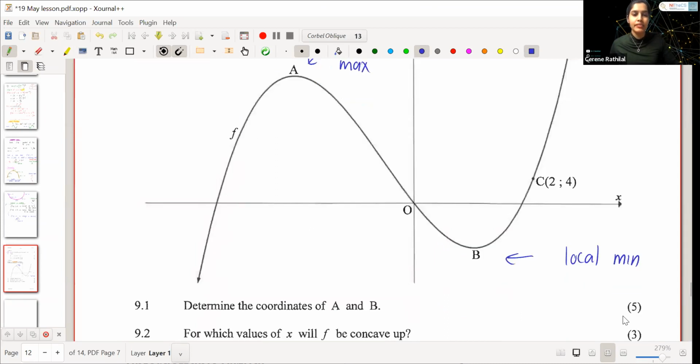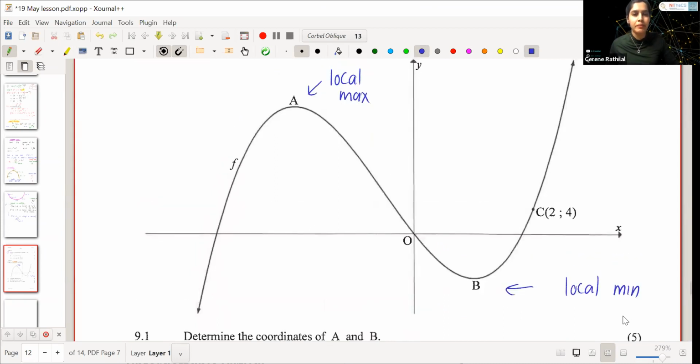The question says, determine the coordinates of A and B. How do you think we're going to go about doing this? So we know that A and B are turning points. Do we know anything special about them with respect to the properties that we've learned? We've learned that at a turning point, the slope of the tangent line is 0. Isn't that so? So the slope of the tangent lines to these points are both 0. Exactly. So as per the chat box, we see that it's stationary points.